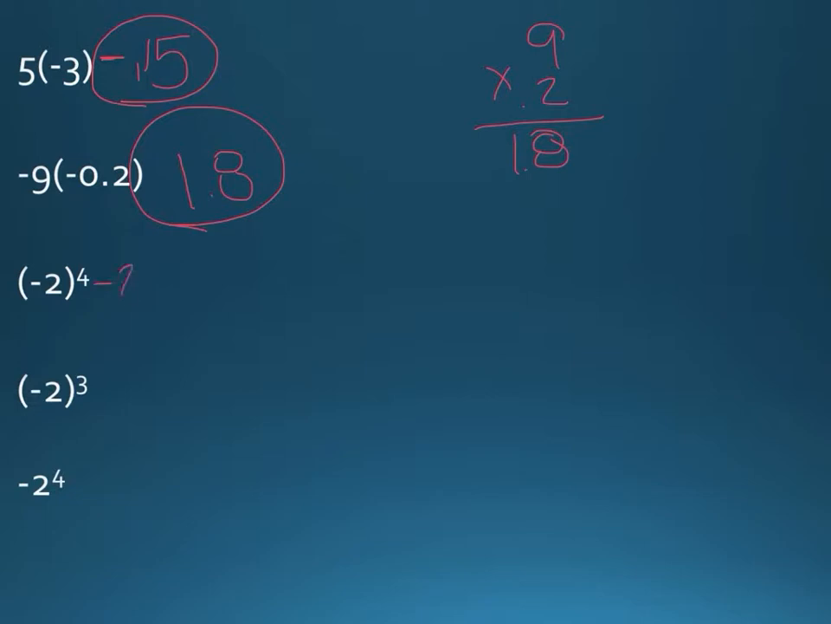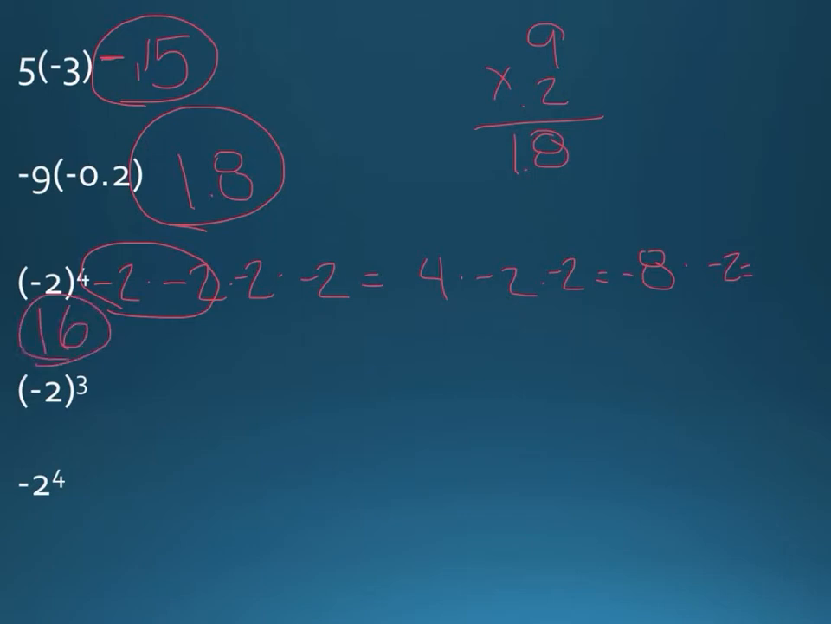Negative 2 to the fourth power. Well, we can do this: negative 2 times negative 2 times negative 2 times negative 2. Well, negative 2 times negative 2, 2 times 2 is 4. Alright? Two negatives make a positive. Times negative 2 times negative 2. 4 times negative 2 is negative 8, times negative 2. Negative 8 times negative 2 is positive 16.